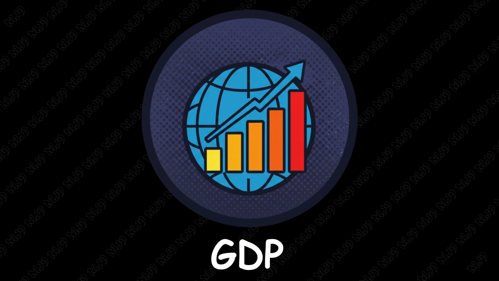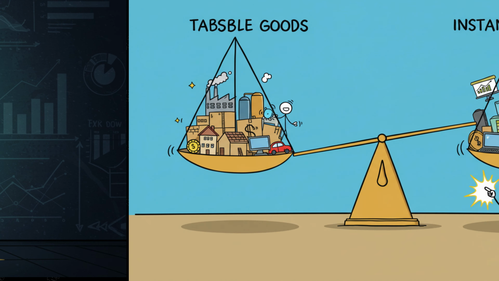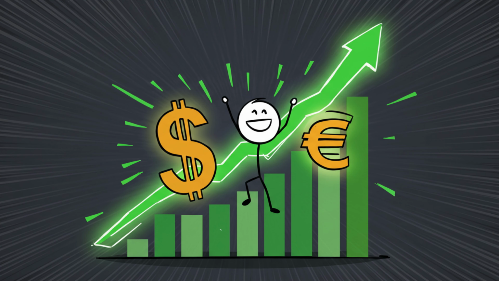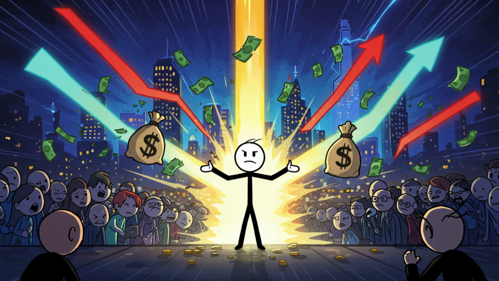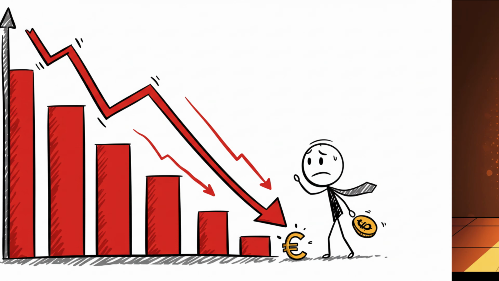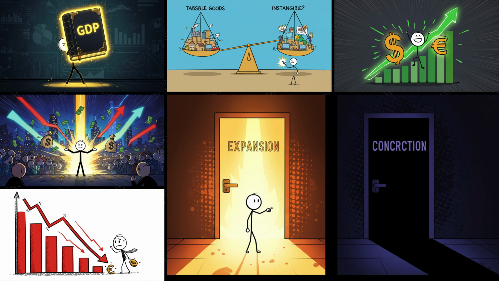GDP, Gross Domestic Product. GDP means Gross Domestic Product. It measures the total value of all goods and services in a country. If GDP grows strongly, the currency rises, because strong growth attracts investment. But if GDP shrinks, the currency falls. GDP shows whether an economy is expanding or contracting.